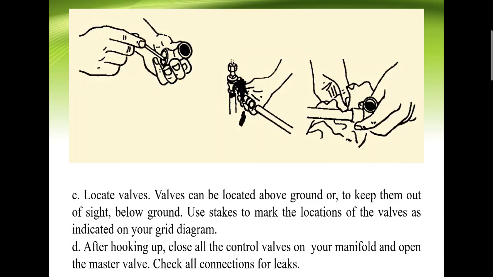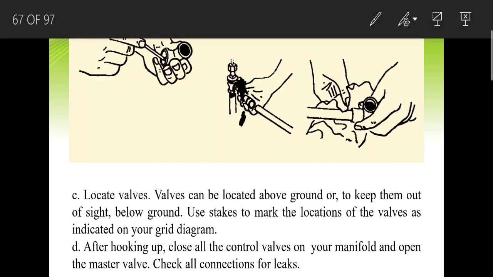As you can see in the picture, the elbows are applied with solvent or glue to avoid leaking water. And see, valves can be located above ground or below ground to keep them out of sight. Use a stake to mark the location of the valve as indicated on your grid diagram.